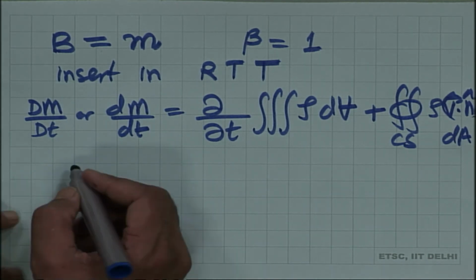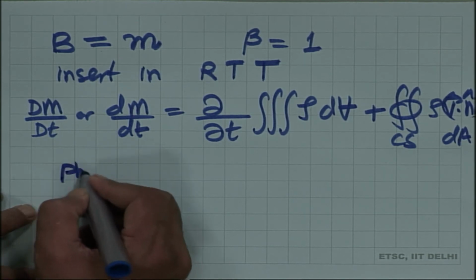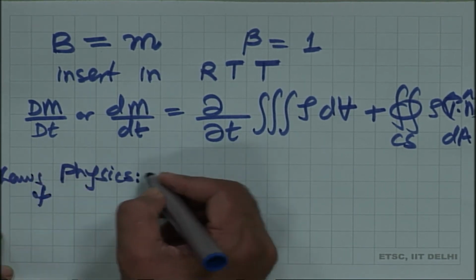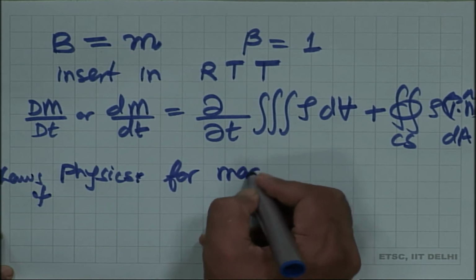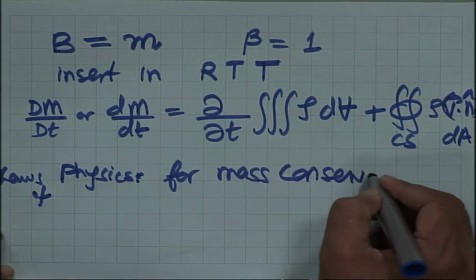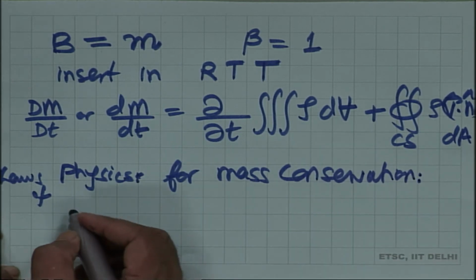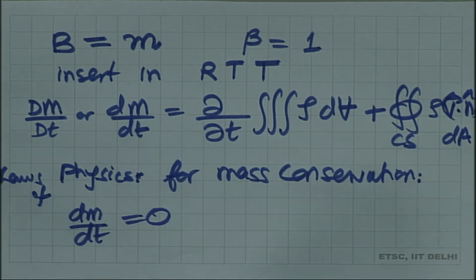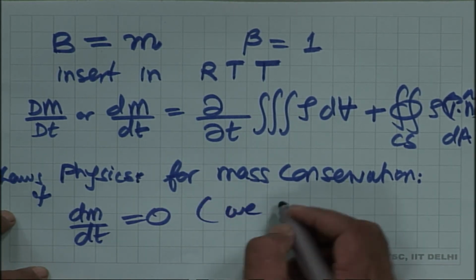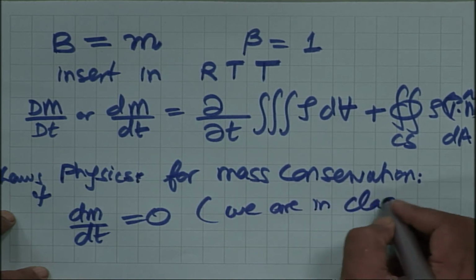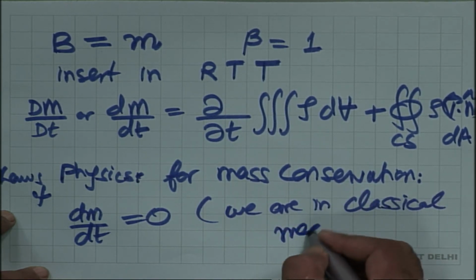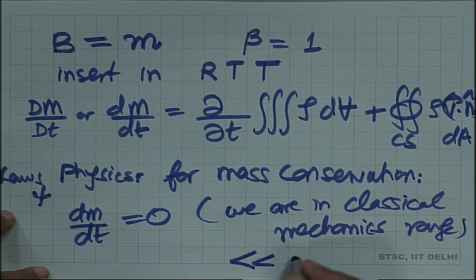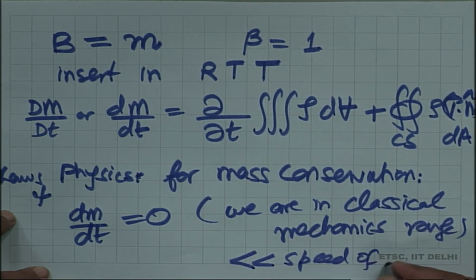Now, here we ask what do the laws of physics say for mass conservation? What is the law of physics for mass conservation? The law of physics says mass is a constant, dm by dt is equal to 0, and this is when we are in the classical mechanics range. We are not in the range where the velocity is not much less than the speed of light.